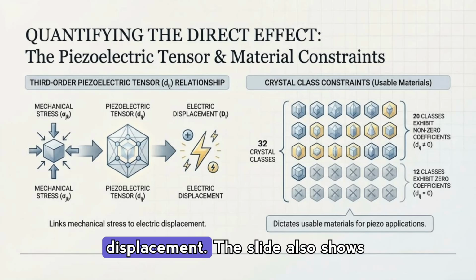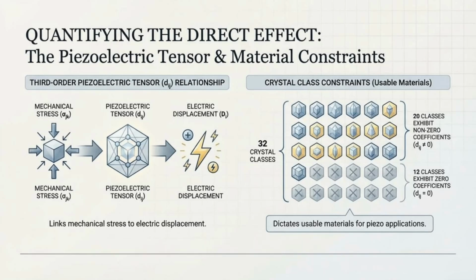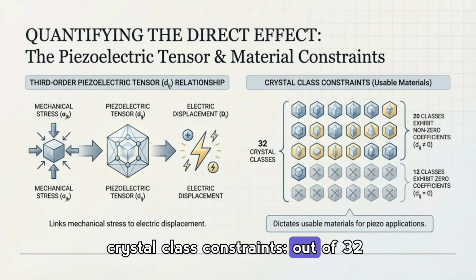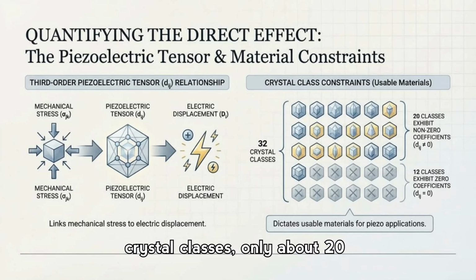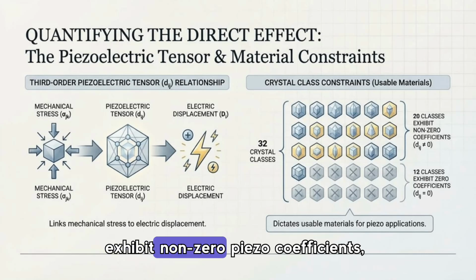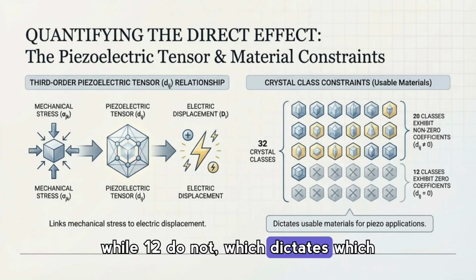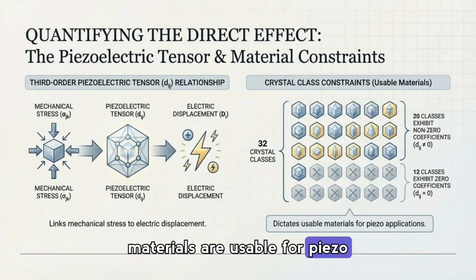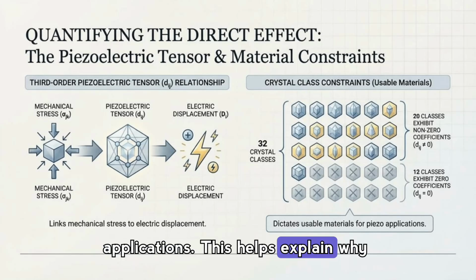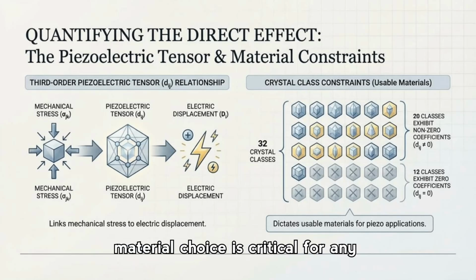Here we quantify the direct effect using the third-order piezoelectric tensor, which mathematically links mechanical stress to electric displacement. The slide also shows crystal class constraints. Out of 32 crystal classes, only about 20 exhibit non-zero piezo coefficients, while 12 do not, which dictates which materials are usable for piezo applications. This helps explain why material choice is critical for any design.